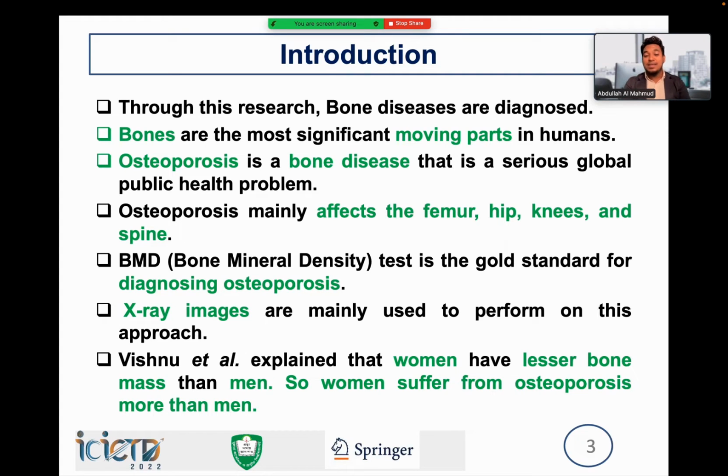And what imaging technique are we going to use to solve this problem? Definitely, the digital X-ray imaging technique would be used to solve this problem.